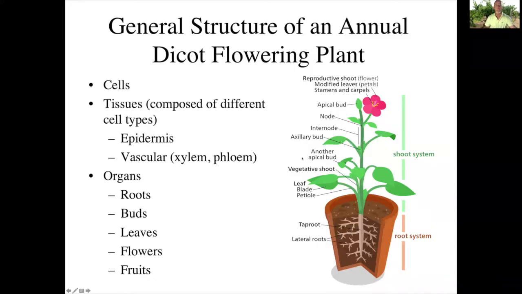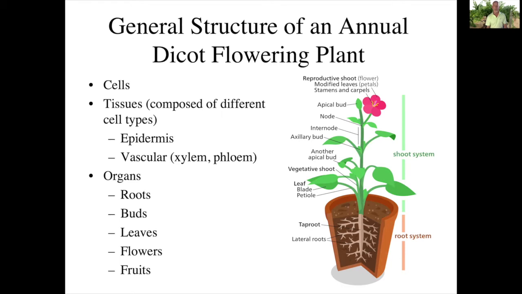So we're going to speak about general structure first of plants. In this case, of an annual dicot flowering plant. There are other kinds of plants besides flowering plants, such as gymnosperms, which are the pine trees, or ferns, primitive plants such as mosses. Today we'll talk just about annual flowering plants, dicots. There are monocots, which are grasses, because grapevine is a dicot flowering plant.